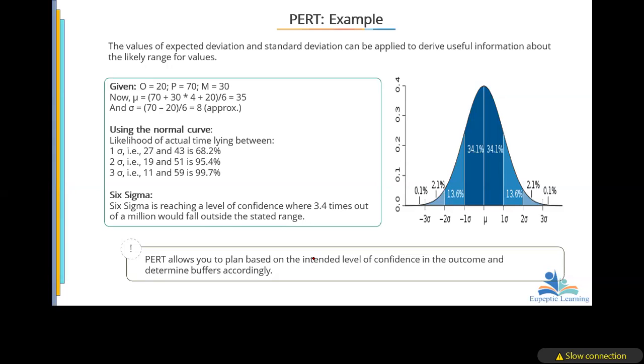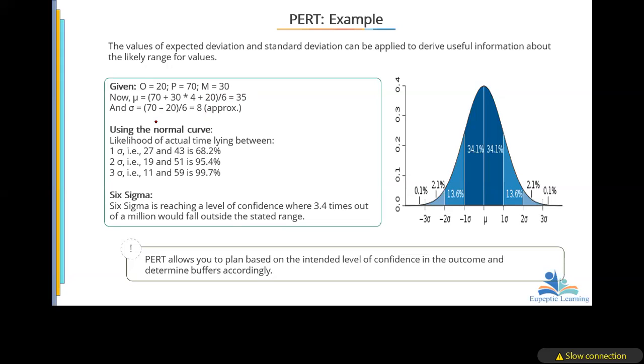most likely. So let's look at a situation where our optimistic is 20 days, the pessimistic is 70 days, and the most likely is 30. If you want to find the average duration of the project, we said pessimistic plus 4 times the most likely plus the optimistic, all divided by 6. So the mean is going to be 35 days. Do you get it here?